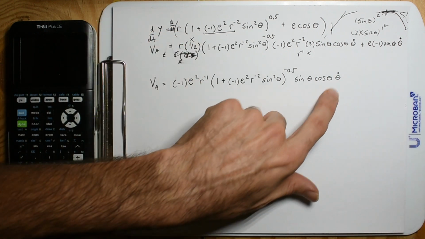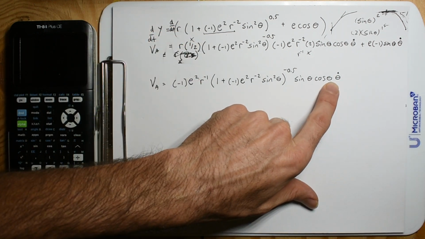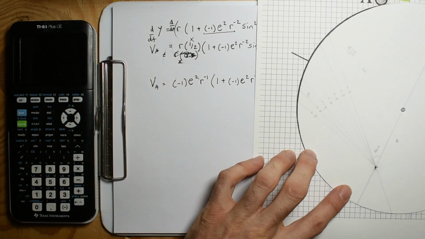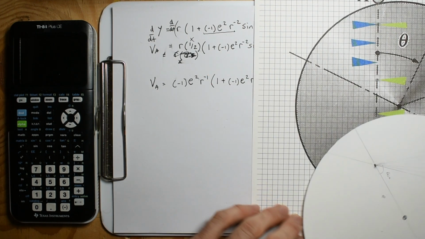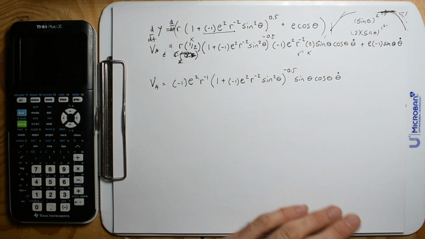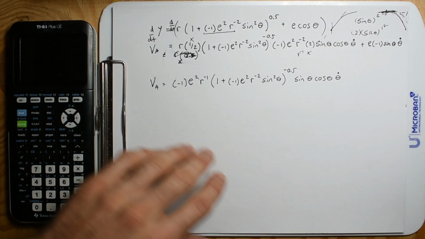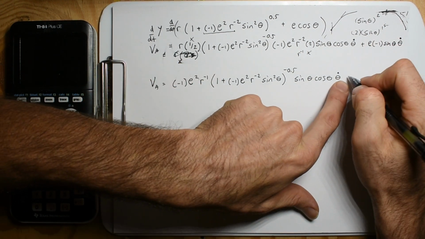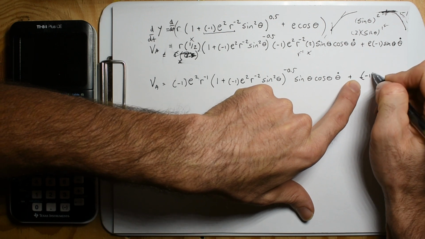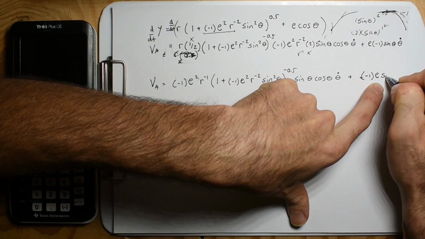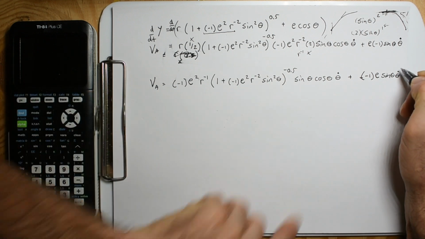Remember, this is just the angular velocity, and that's given. This whole thing's just on a motor. It's going at a constant speed. It's going hella fast, 17 revolutions per second, 1,000 revolutions per minute. And then this one's just going to be plus, I'm still going to write it, negative 1 e sine theta theta dot.